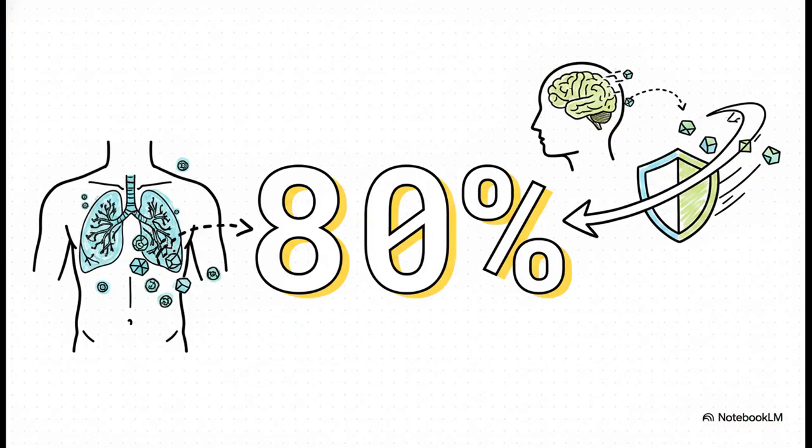80%. Let that sink in for a second. That massive number is the reduction in the risk of recurrence or death we saw in the ADAURA trial when the targeted therapy osimertinib is used after surgery for EGFR-mutated non-small cell lung cancer. Oh, and by the way, it also provided a staggering 82% reduction in CNS recurrence. It is a total game changer.